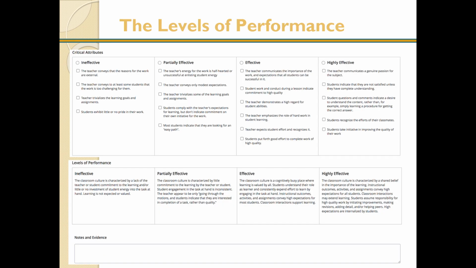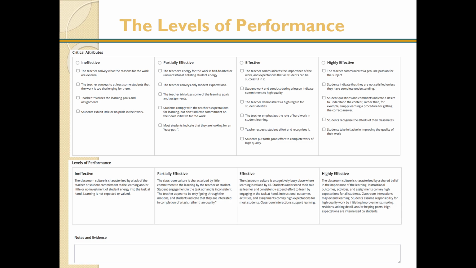Under the levels of performance, we have the critical attributes and we have the levels of performance. So the critical attributes for the levels of performance are as follows. For ineffective, the teacher conveys that the reasons for the work are external. The teacher conveys to at least some students that the work is too challenging for them. Teacher trivializes the learning goals and assignments. Students exhibit little or no pride in their work.